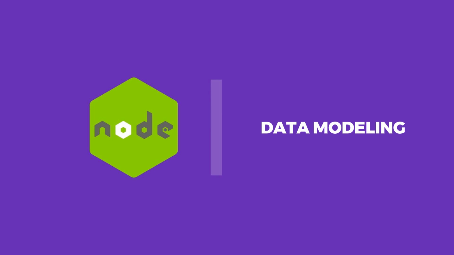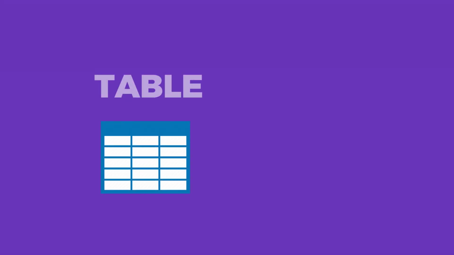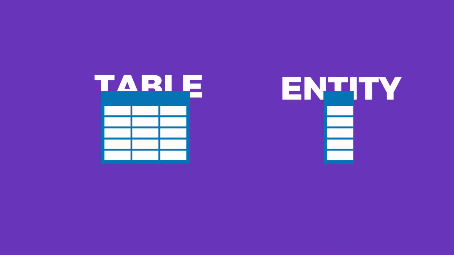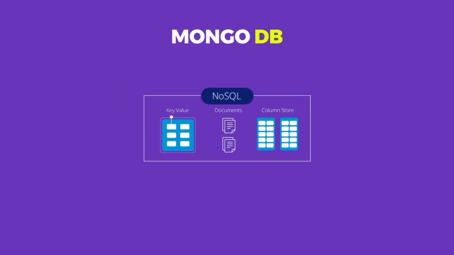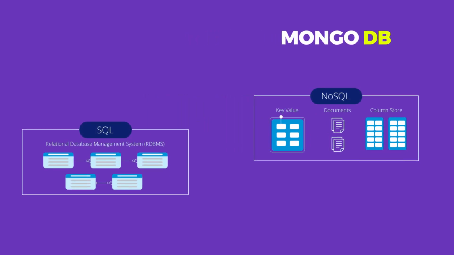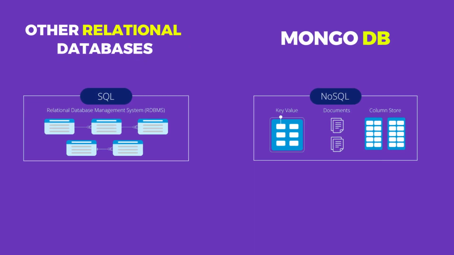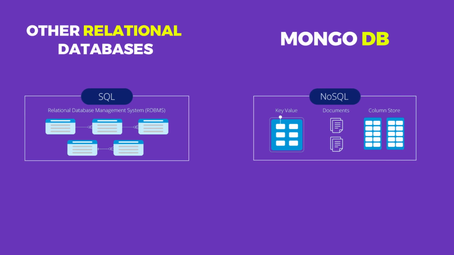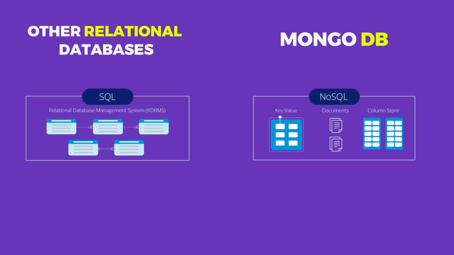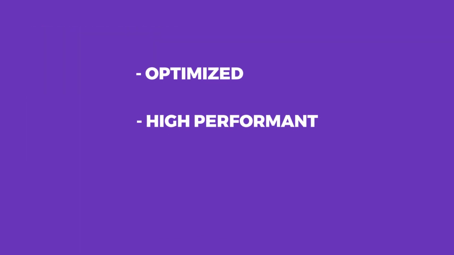So data modeling is creating a design or structure for the database tables and entities by analyzing the application requirement. As you know, MongoDB is a NoSQL database, and it's very flexible. Unlike a relational database, you don't need to design the entire database structure before developing your system. However, there are certain ways to create optimized, high performance, and easy to understand database schemas.